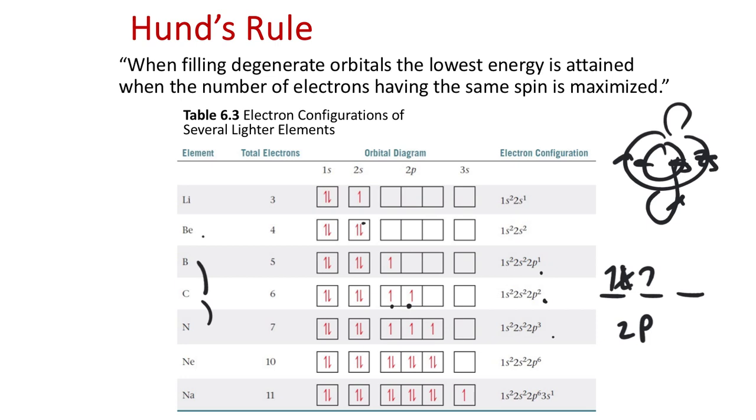And then we apply something called Hund's rule. So when filling what we call degenerate orbitals, that means equal in energy. So the orbitals of a subshell are degenerate, like the entire 2p subshell, the three orbitals have the same energy. So when filling degenerate orbitals, the lowest energy configuration is obtained when the number of electrons having the same spin is maximized. So we want to maximize the spin of those two electrons by giving them the same spin, and then spread them out into different orbitals like we have for carbon. For nitrogen, we have three orbitals, spin up for all three, so we're using all three of the 2p orbitals, and then maximizing the spin. So Hund's rule just says maximize the spin when possible.